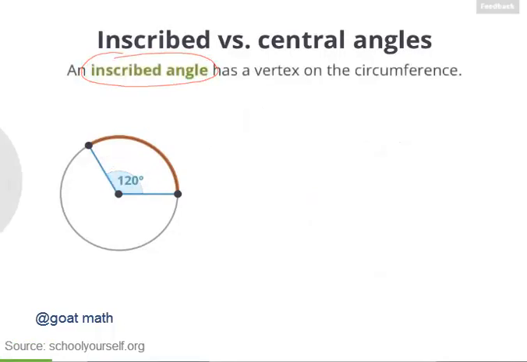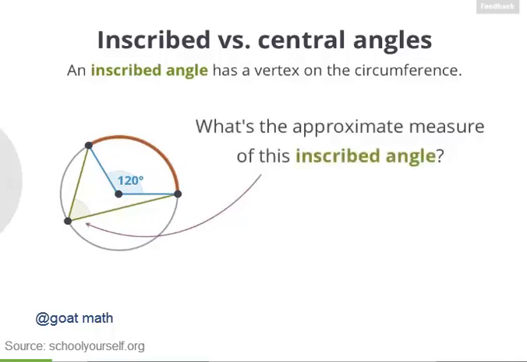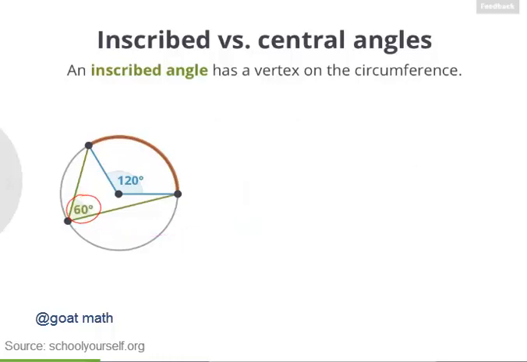Now an inscribed angle is an angle whose vertex is on the circumference. So if we pick a point on the circumference, here's an inscribed angle with the same red arc as this central angle. Again, this is an inscribed angle because its vertex is on the circumference, while a central angle has its vertex in the center of the circle. So next, try approximating the measure of this inscribed angle. Great, so it turns out that this angle measures precisely 60 degrees.